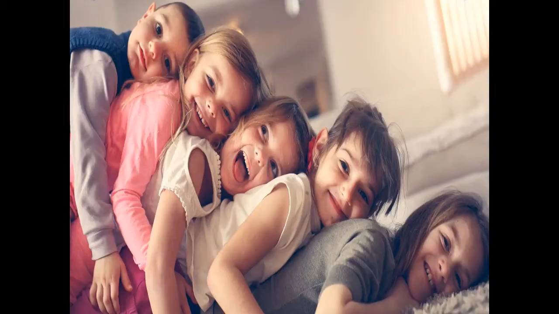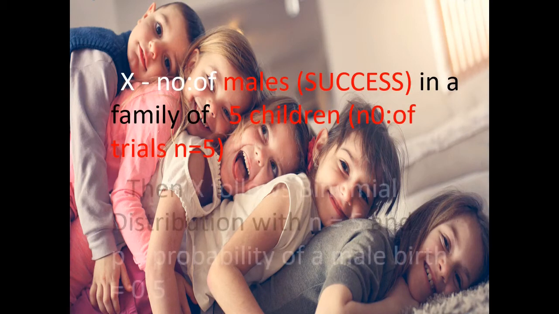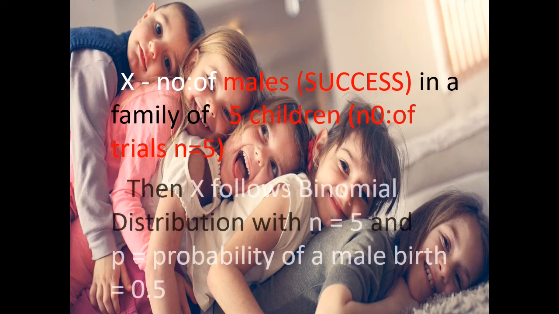Now, let us see another example. Let x denote the number of males in a family of 5 children. Here, a male birth is considered as a success and a female birth a failure. Then x follows binomial distribution with n equal to 5 and p equal to probability of a male birth, which is taken to be 0.5.